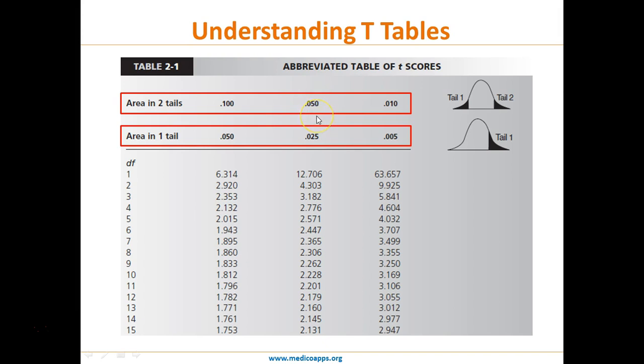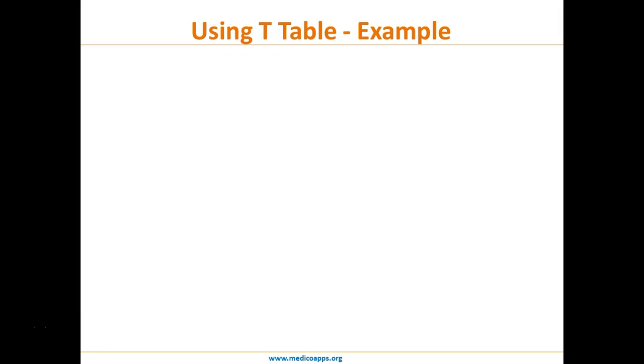I'll come to both one-tail and two-tail tests in a short while. Then there is a column for degrees of freedom, DF, and then these are the observations. So these are the three things you have to understand: area in two tails, this is the diagram; area in one tail, this is the diagram; and degrees of freedom. Let's move forward. We'll come to the t-table in a short while with an example.